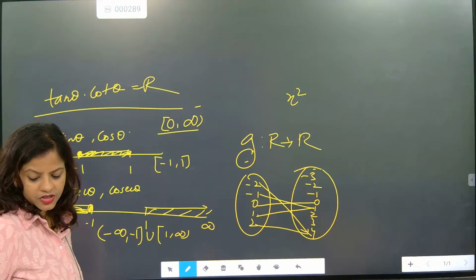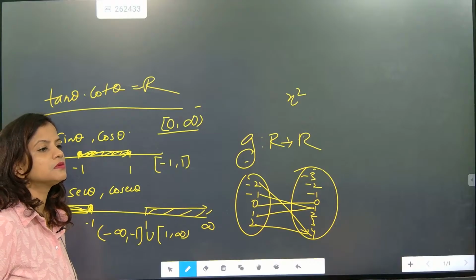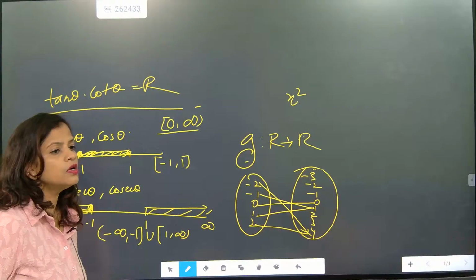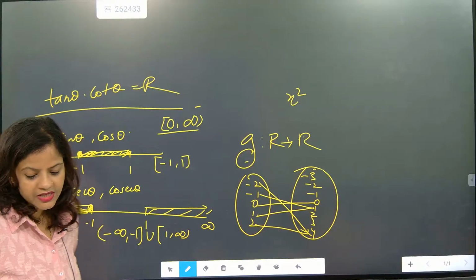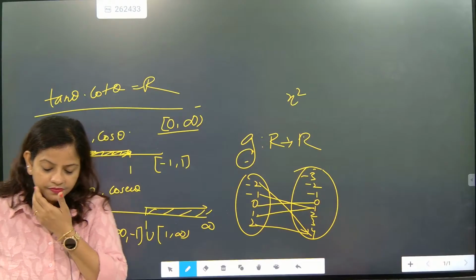Has everybody understood this one? What is the domain? Set of real numbers. What is the range? 0 to infinity. Range is coming as 0 to infinity. Yes, I am going to repeat, Alvin. So these are some.